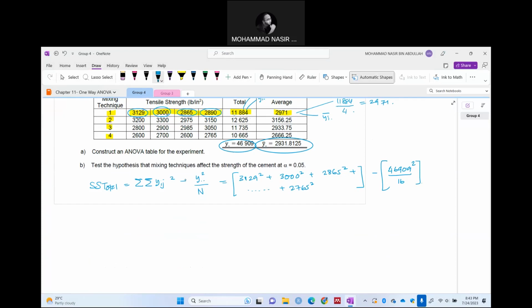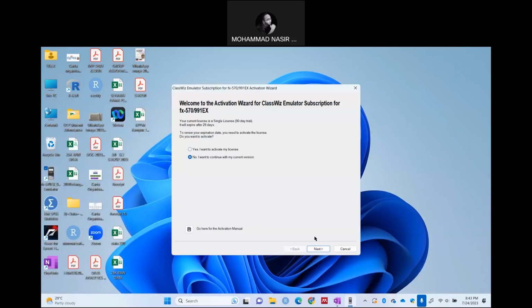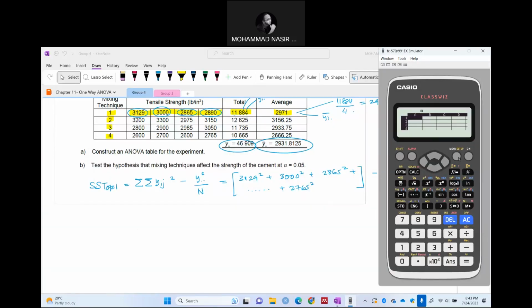So this one is also equal to summation of x square. If you still remember in previous example, in chapter number 9 and chapter number 10, we use calculator. Don't need to calculate by yourself. I notice dalam test pun you ada calculate sendiri untuk standard deviation. I don't need to do that.